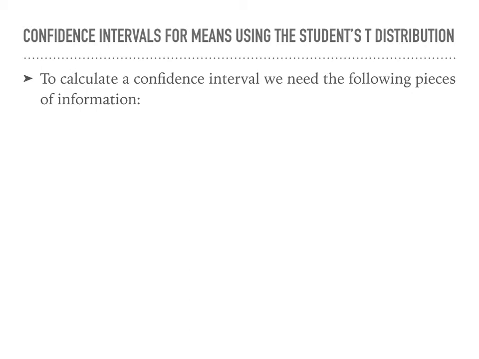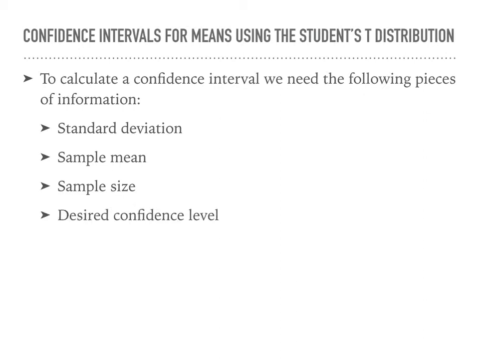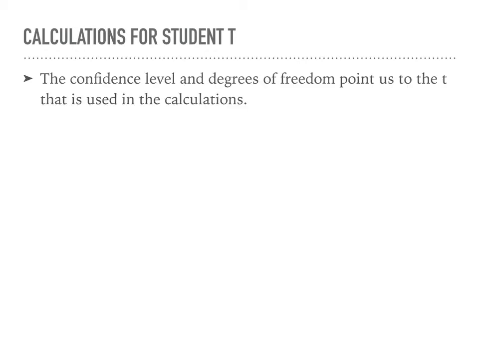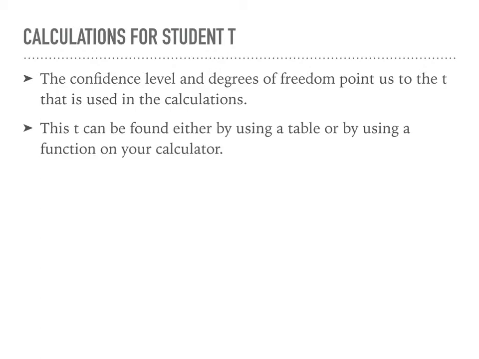To calculate confidence intervals for the student t distribution, we need the following pieces of information. We need the standard deviation. We'll be using the sample standard deviation here. We will need the sample mean, that's our point estimate. We need the sample size, and we need a desired confidence level. So we need to do some extra calculations for the student t distribution. The confidence level and degrees of freedom together point to the t value that is used in the calculations.